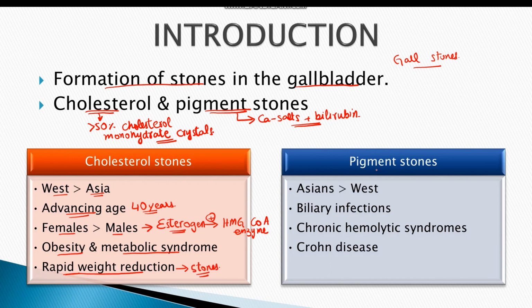In contrast to the cholesterol stones, pigmented stones are more common in Asians than the Western countries, and they arise as a result of biliary infections such as E. coli and Ascariasis. Chronic hemolytic syndromes also increase the production of unconjugated bilirubin, which results in the formation of pigment stones, and moreover certain gastrointestinal diseases such as Crohn's disease also increase the risk of pigment stones.